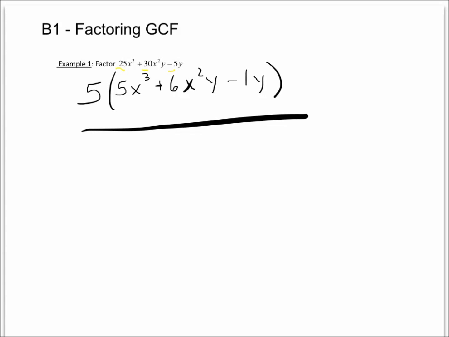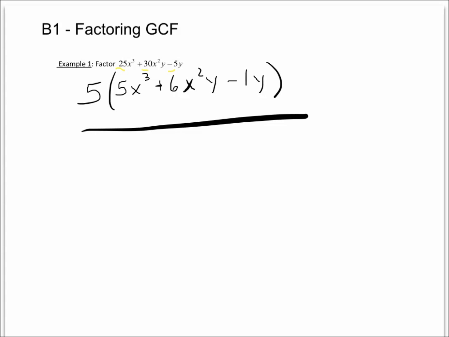The answer is 5. So what I'm going to do is write a 5 on the outside here and then write a parenthesis. And inside, since I'm undoing multiplication, it's almost like I'm dividing. 25 divided by 5 would be 5. So I have 5x cubed. And 30 divided by 5 is 6x squared y. And 5 divided by 5 is 1 minus 1y. And this would be our answer.